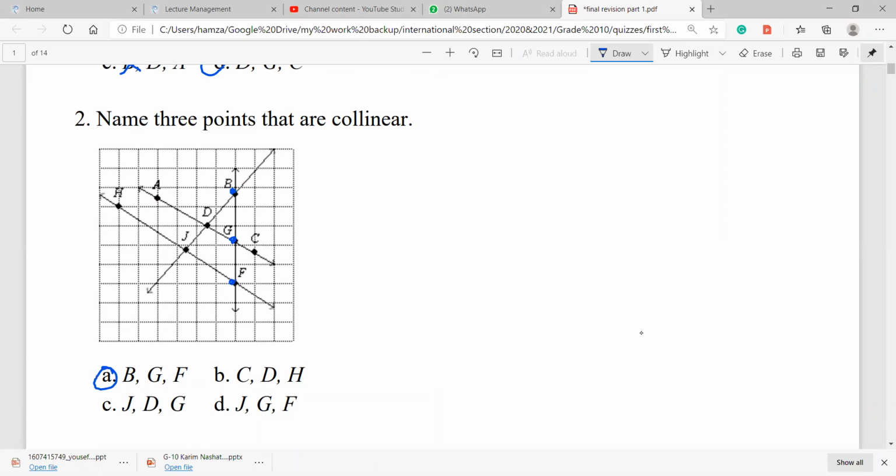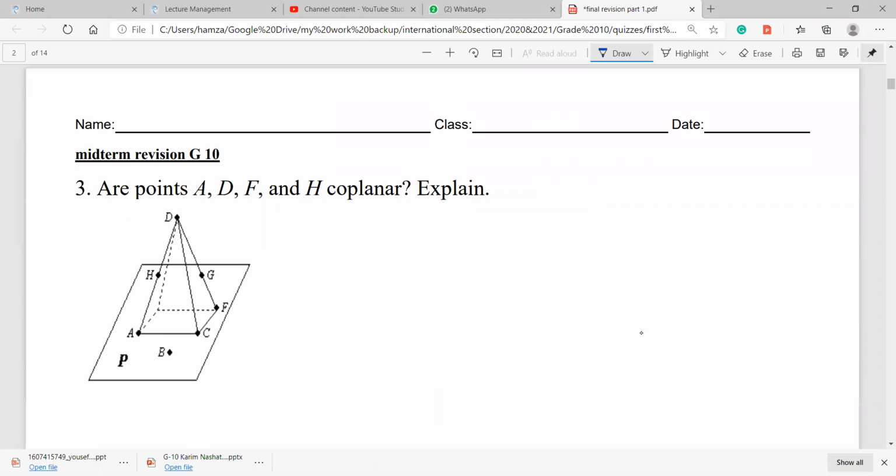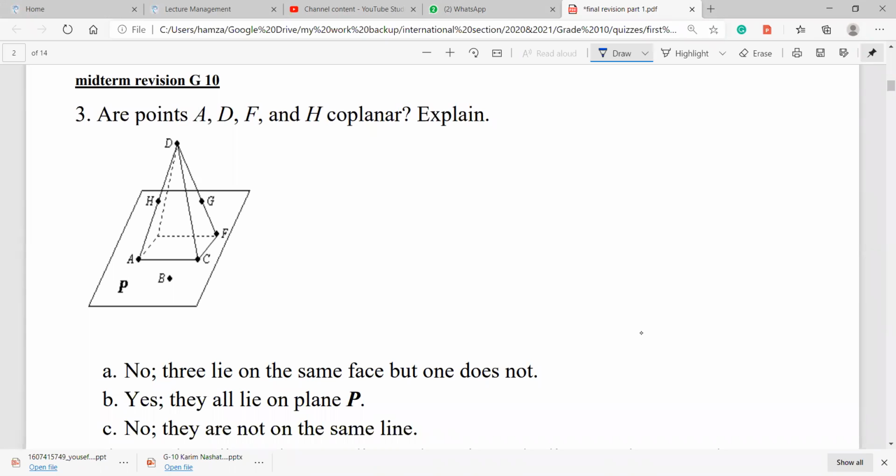So A. Coplanar, that means, guys, we can form a shape by these points. Three points not in the same line are coplanar, or points on a line and one point outside the line, they are coplanar, guys, because if you join them, you will form what? You will form a shape like this.